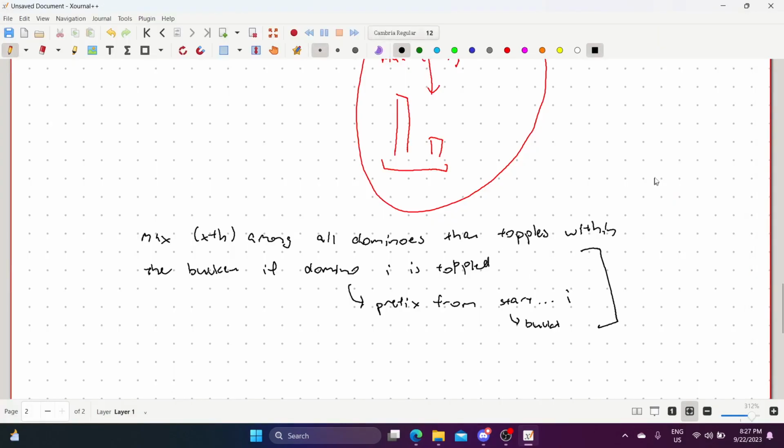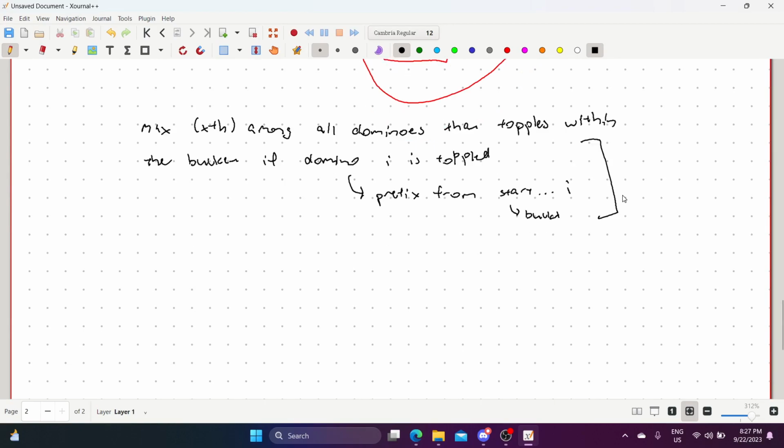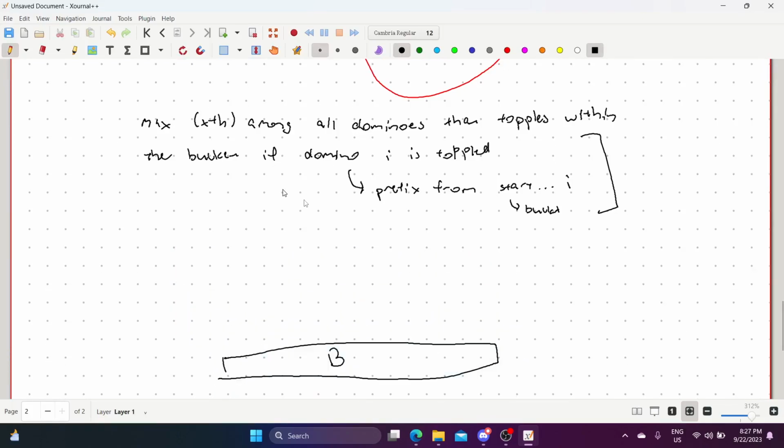So we need to find out how to calculate these two pieces of information. This is also something like DP, because we go from right to left again. Let's say we have something like this. For this one, we know that if it topples, the only thing it will topple is up to here, so the maximum x plus h is just itself. And then if this one topples, this whole thing topples.